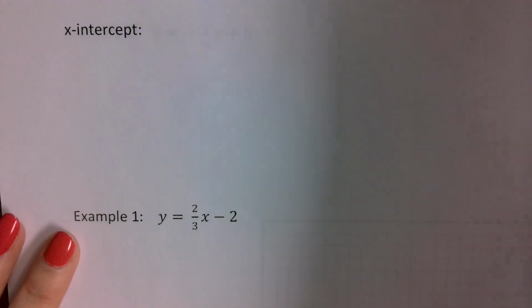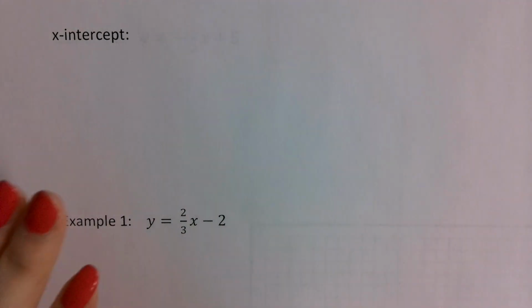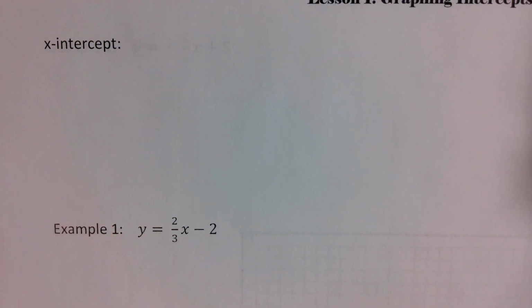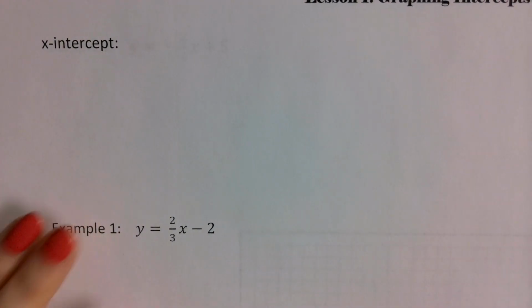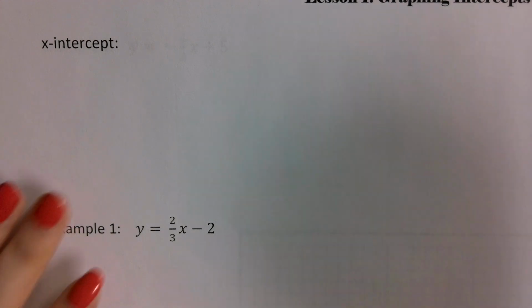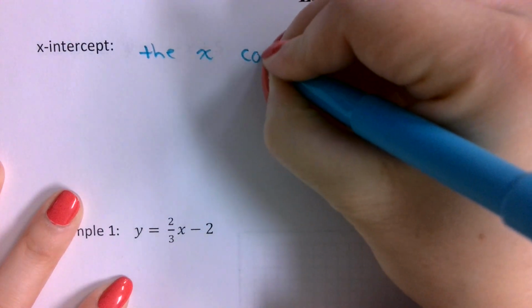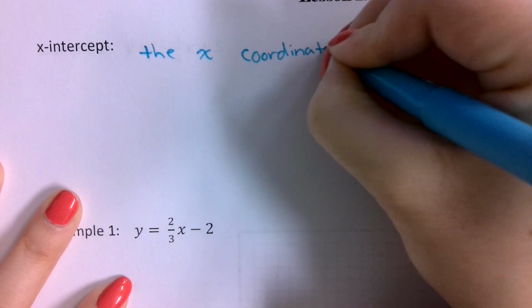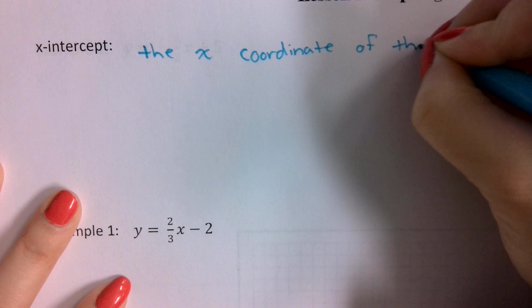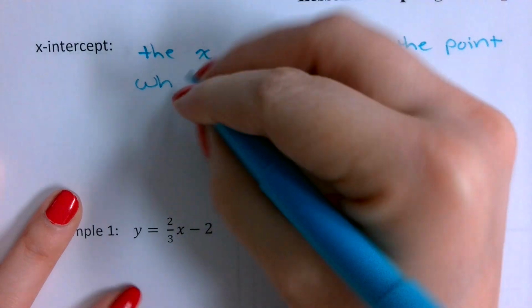All right, so the x-intercept is going to be the x-coordinate of the point where you cross the x-axis. Just like your y-intercept is where you cross the y-axis on a graph, your x-intercept is where you cross the x-axis. And this is the position in which y is equal to 0. So let's go ahead and get that written down. It's your x-coordinate of the point where the graph crosses the x-axis.